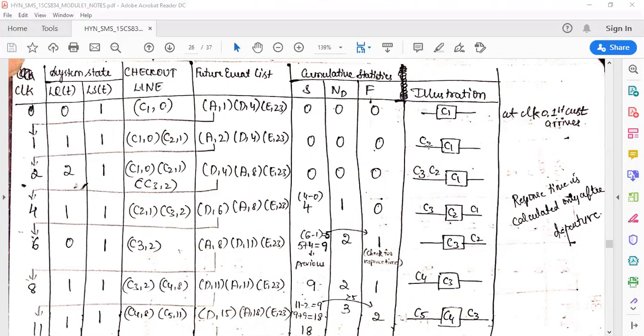How many people are there in the queue? One person is there in the queue. Is the server busy? Yes, the server is busy. What is the checkout line? Checkout line is C1 comma 0 was there. Who came and joined? C2 comma 1 came and joined, right? So what type of event is it? It is an arrival. I have to schedule the next arrival and departure, right? So next arrival is A comma 2. Already departure is there, so we'll write as it is. A comma 2, D comma 4, E comma 23.